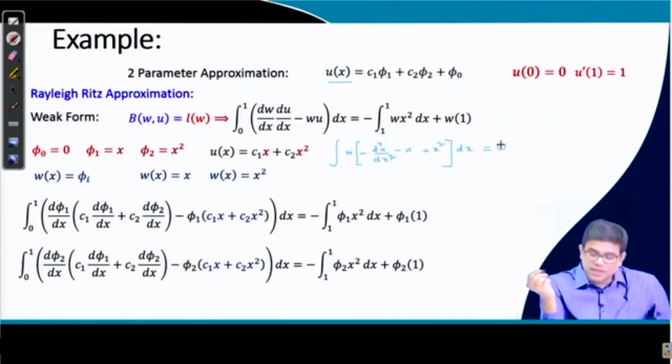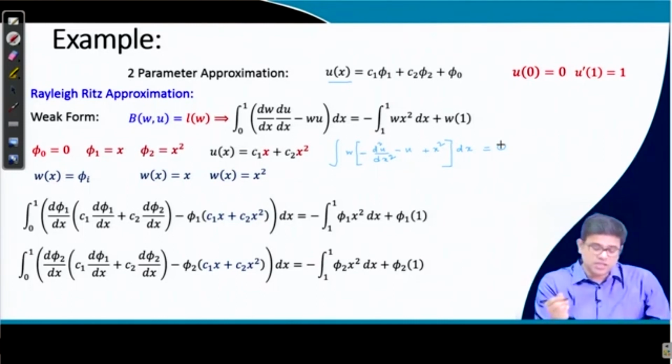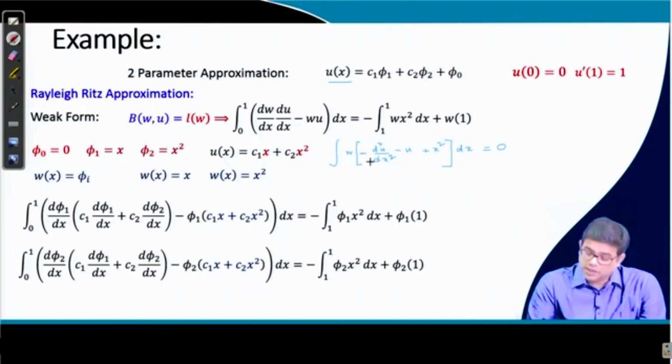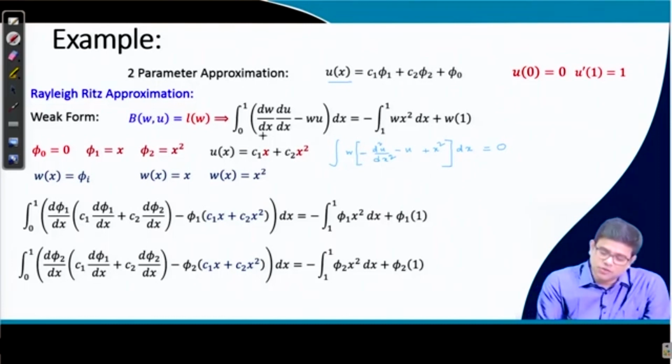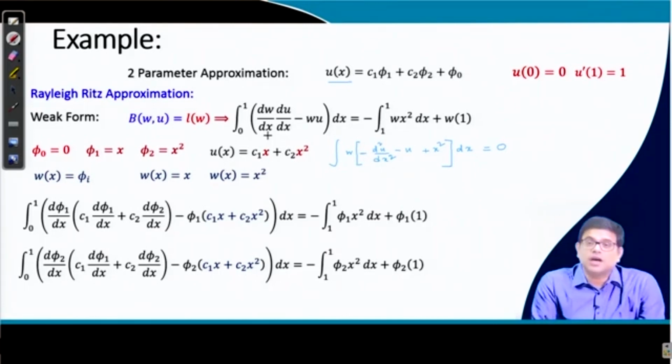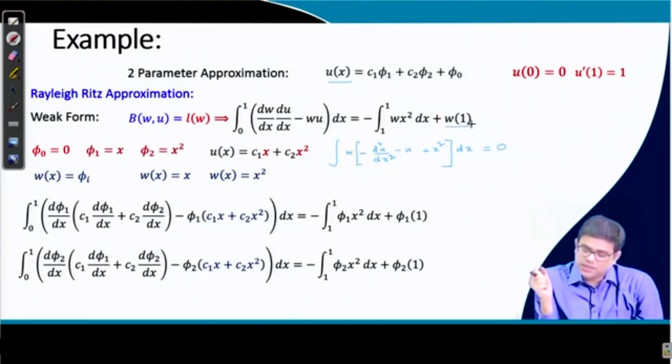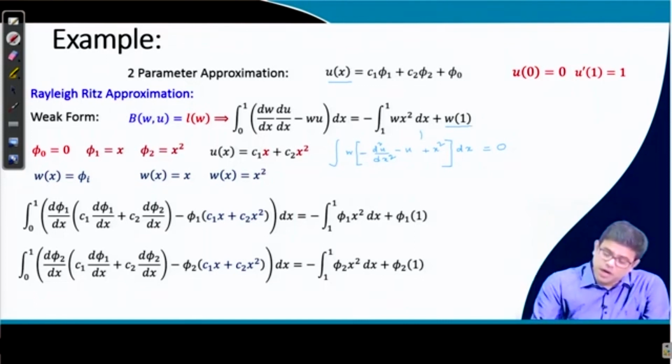Now here the weight function is my approximating function, so naturally I can transfer the derivatives here. I just do the integration by parts, which will look like this, because the natural boundary condition will also appear here. So this will be my natural boundary condition. Now this is just an integration by parts here.